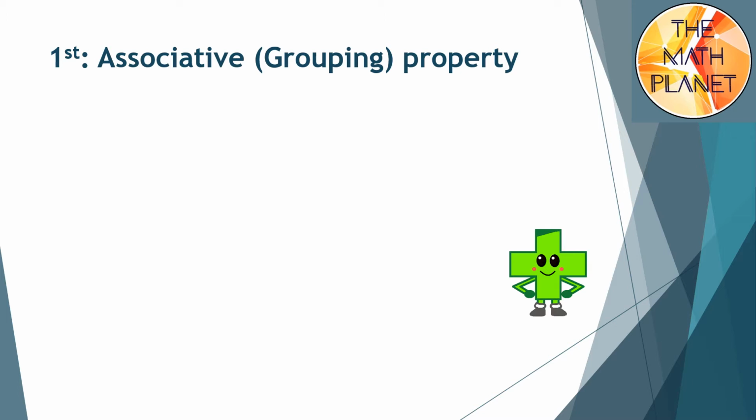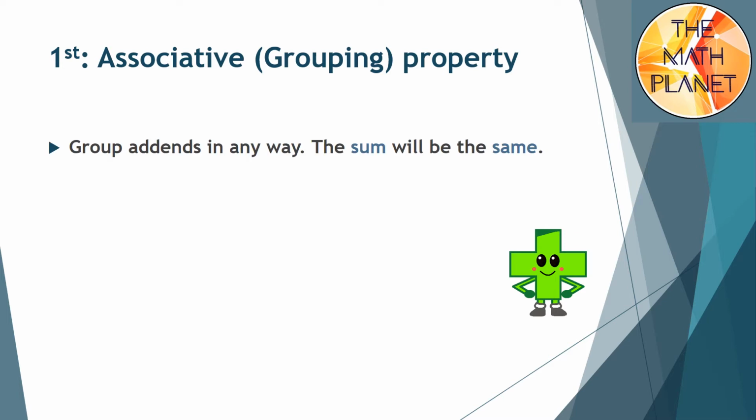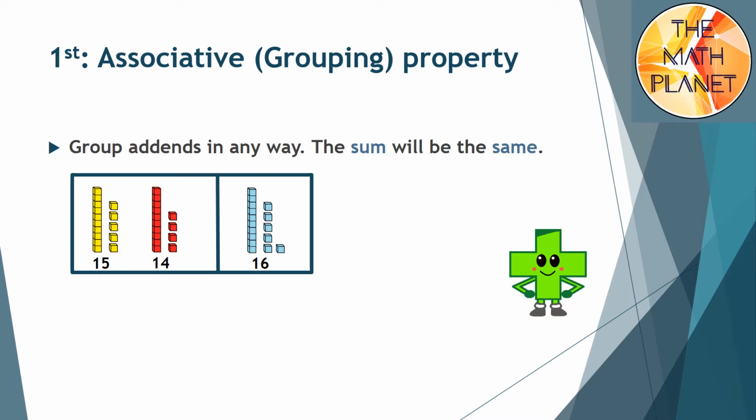The first addition property is called the associative or grouping property. It states that you can group addends in any way and the sum will be the same. For example, if I have these 3 numbers, I can group the first 2 numbers to add first. So I will have 29 plus 16 and the sum will be 45.